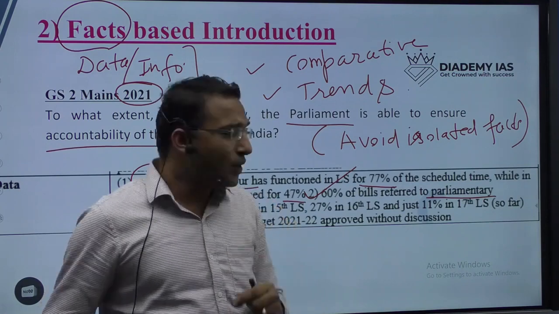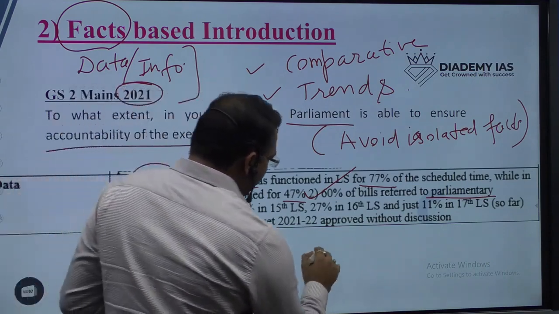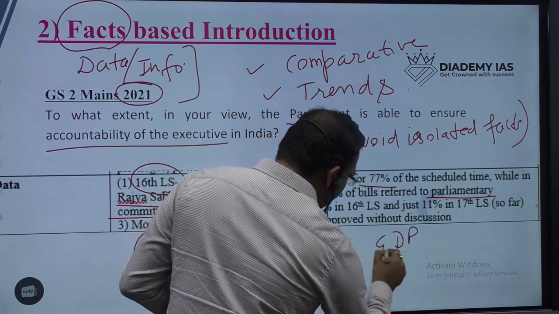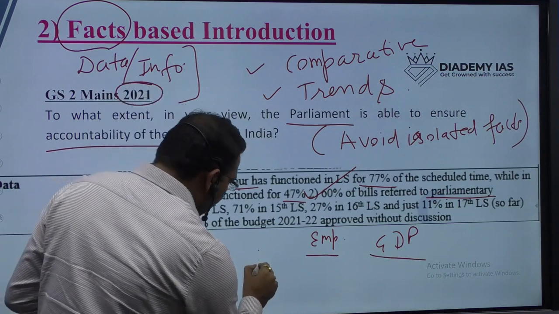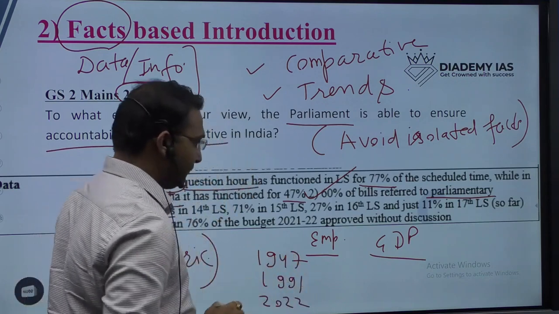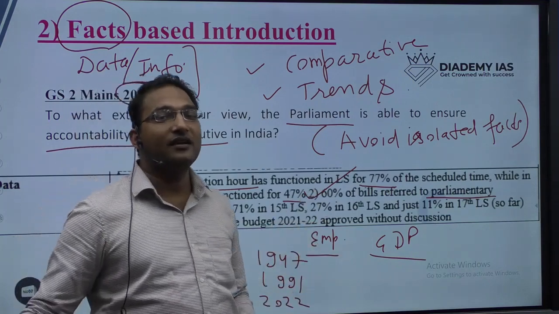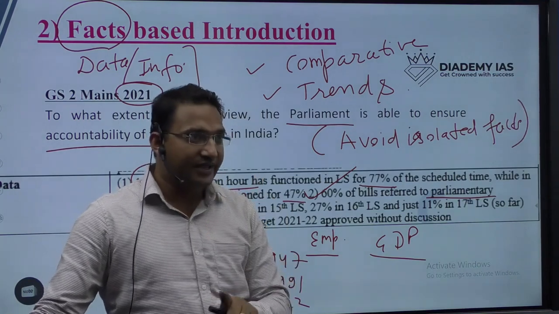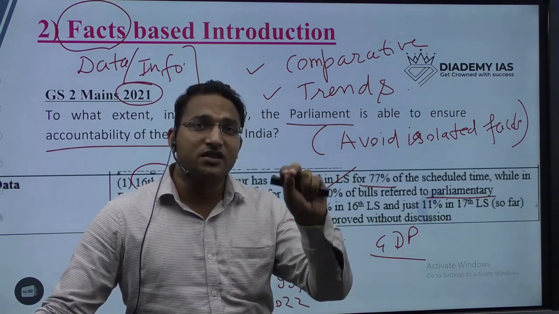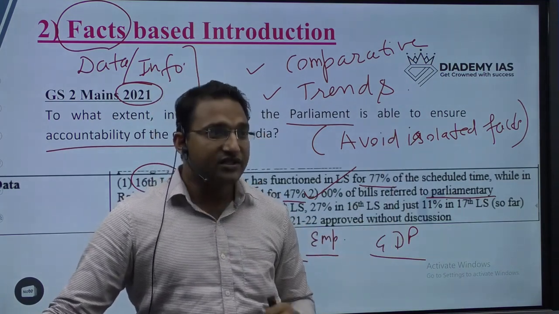And trends. Suppose you are writing the answer about agriculture sector. Now in the agriculture, most of the time you will write ki itni jobs provide karte hain, and this is the contribution in GDP. Yeah, write this thing, not a problem, but write 1947, 1991, and 2022. What was the status of employment given by agriculture in these three important timelines? 1947, at the time of independence, 1991, when there was economic crisis, and now, at present. And then make an observation that how shift in the contribution to GDP is impacting the country. Is it good or bad?